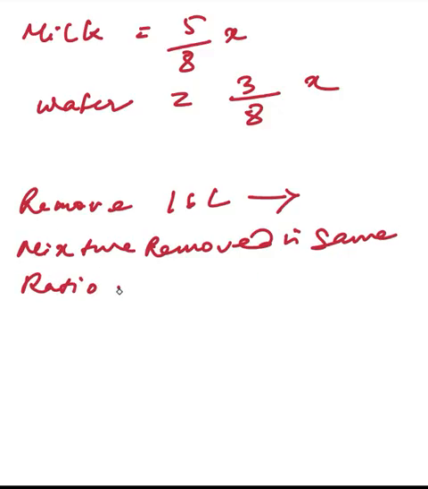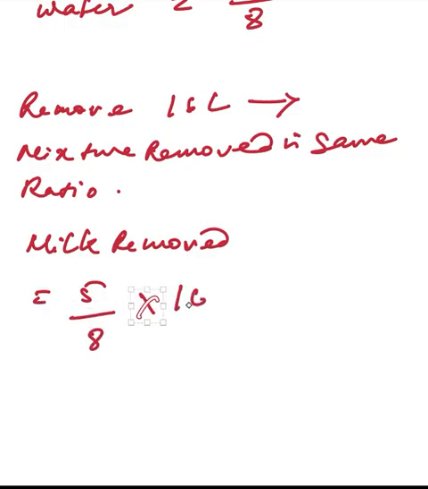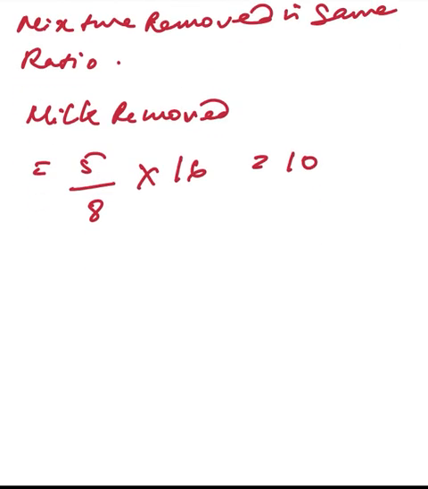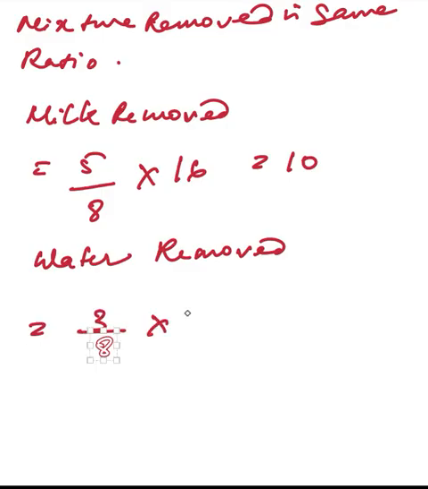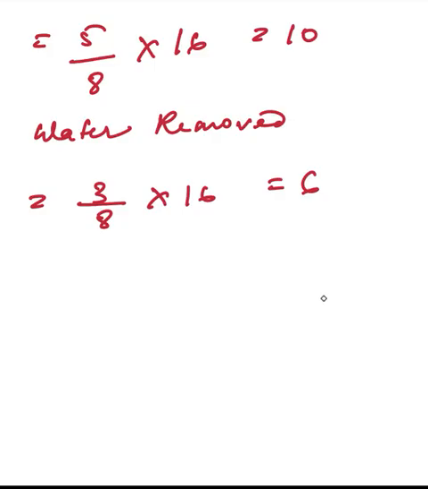Okay, so milk removed over here is, we can write 5/8 into 16 is equal to 10. Water removed over here, we can write 3/8 into 16 is equal to 6. Okay, that much we can write. So what is the remaining portions?